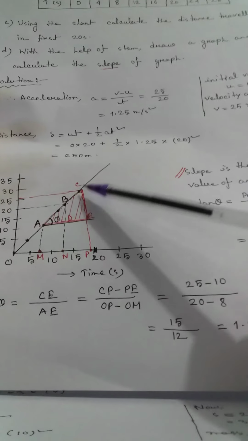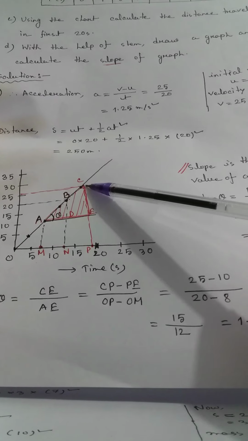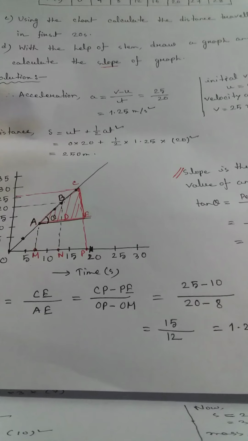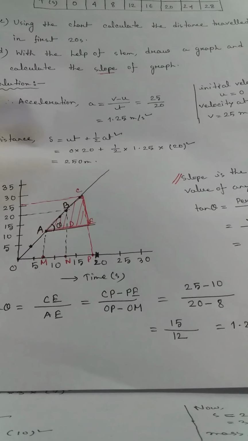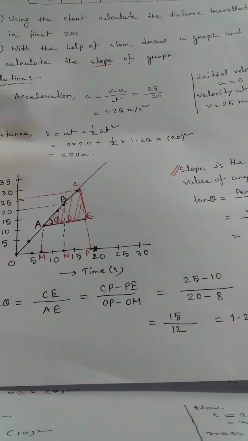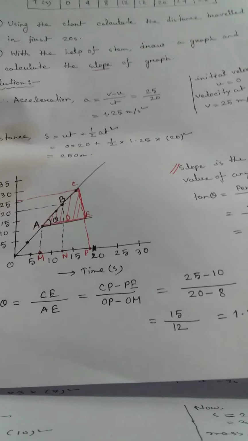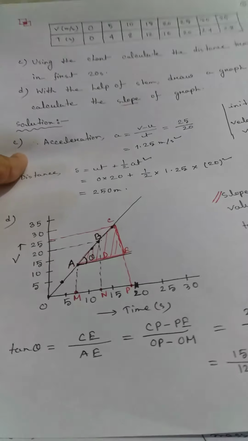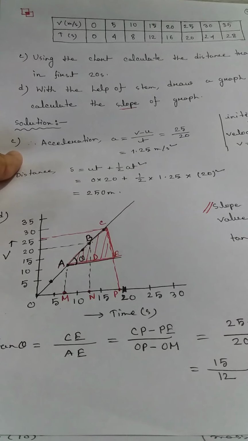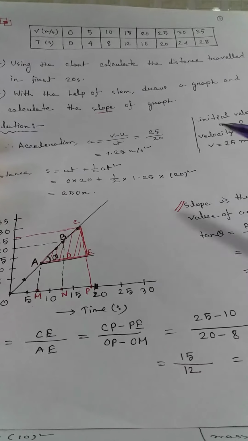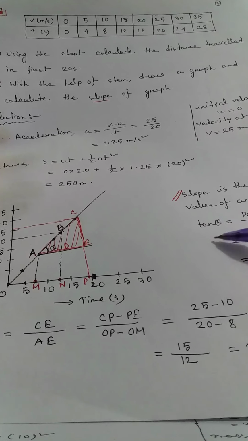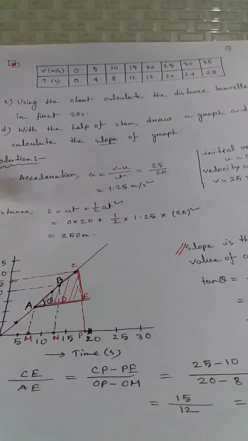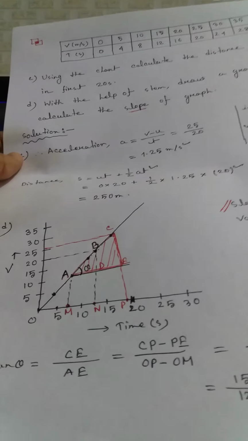Using any point, I have used the point C here, A, B, C. Using any point, you can calculate the slope, or you can calculate the graph, and you can get the value of slope. Okay, so that means for a velocity time graph, the slope will be acceleration, and that will be the tangent value of that graph. I hope you have understood this question and its solution.